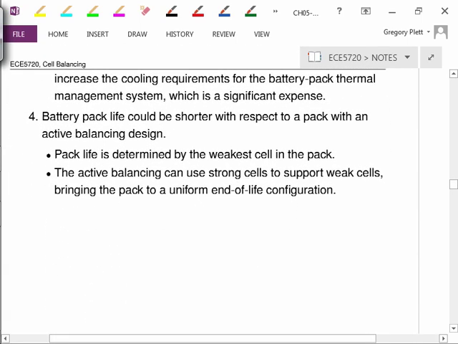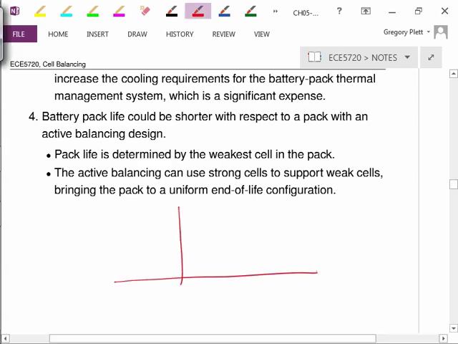And finally here, if I do passive balancing, the battery pack life might end up being shorter compared to a pack where I do a clever active balancing design. The pack life is determined by the weakest cell, and in an active balancing scenario, we've said that we can intentionally place more stress on strong cells and less stress on weak cells to bring the cells together into a more homogeneous or more uniform end-of-life configuration.